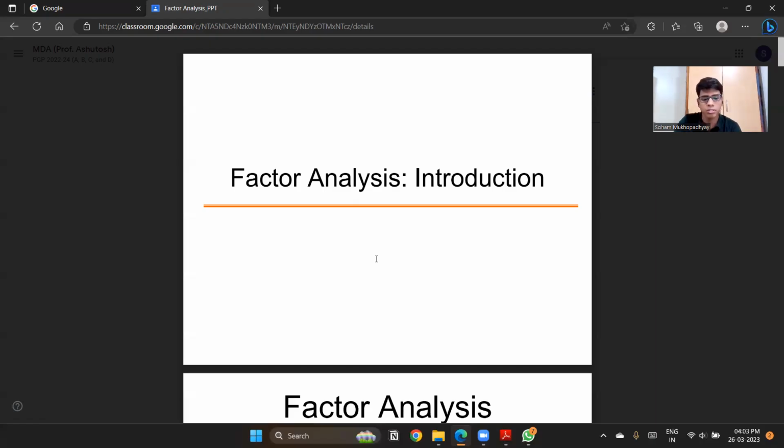Also, one more thing that factor analysis can be used for is as a prerequisite step of regression, where, let's say, if you remember, I told you in the last video that there should be no auto correlation.